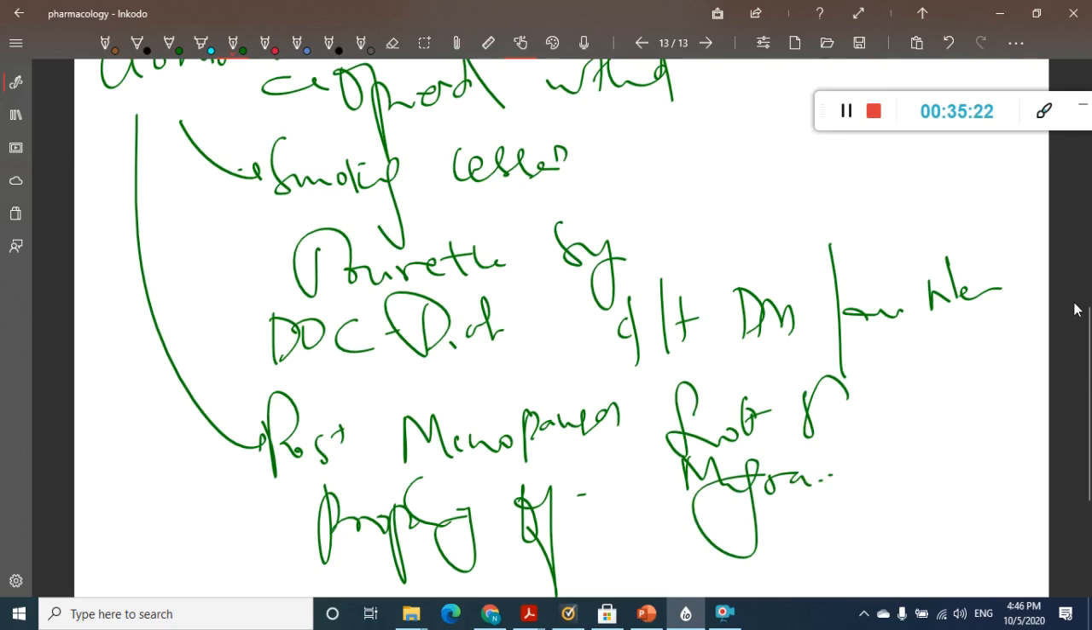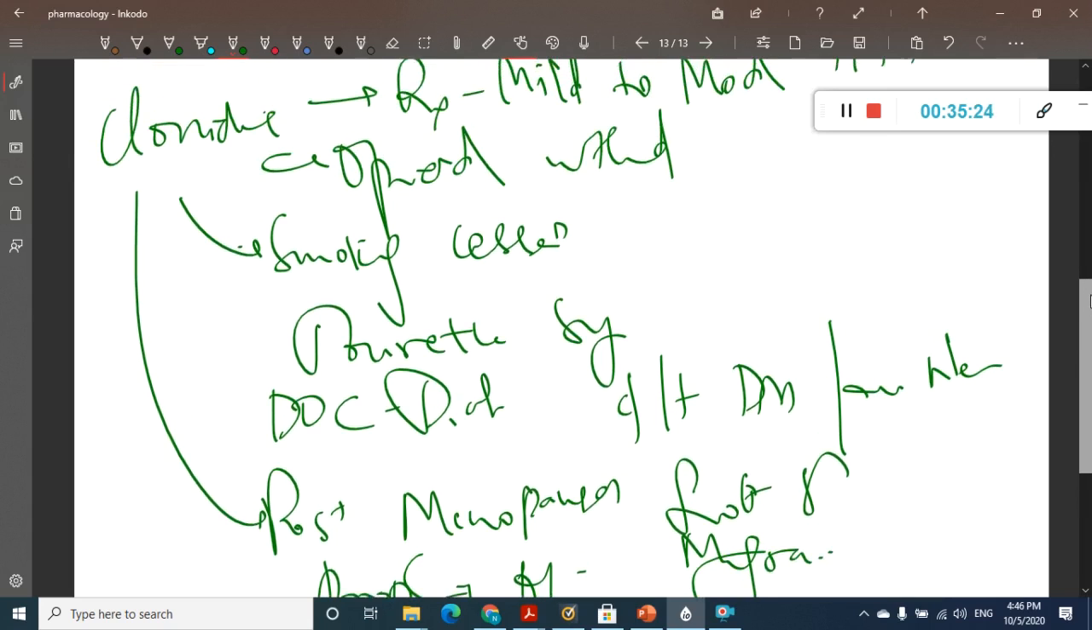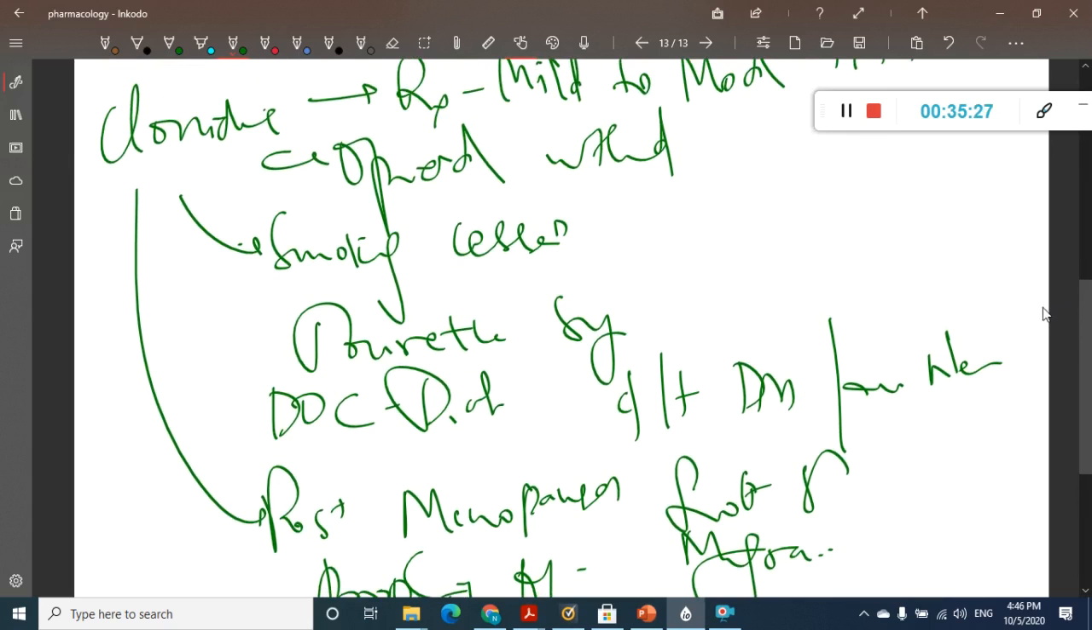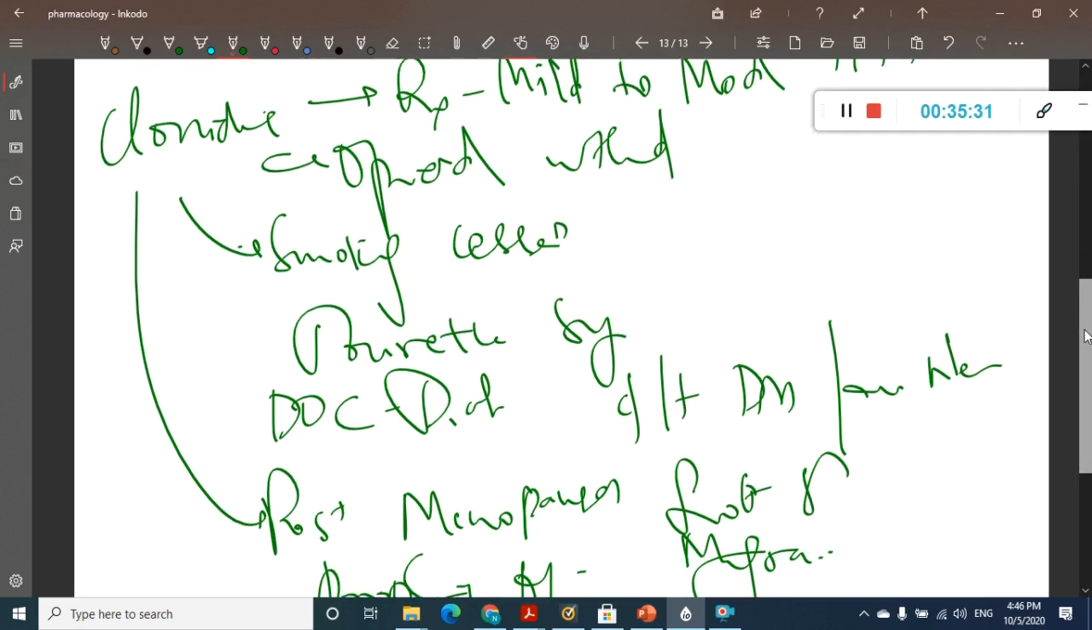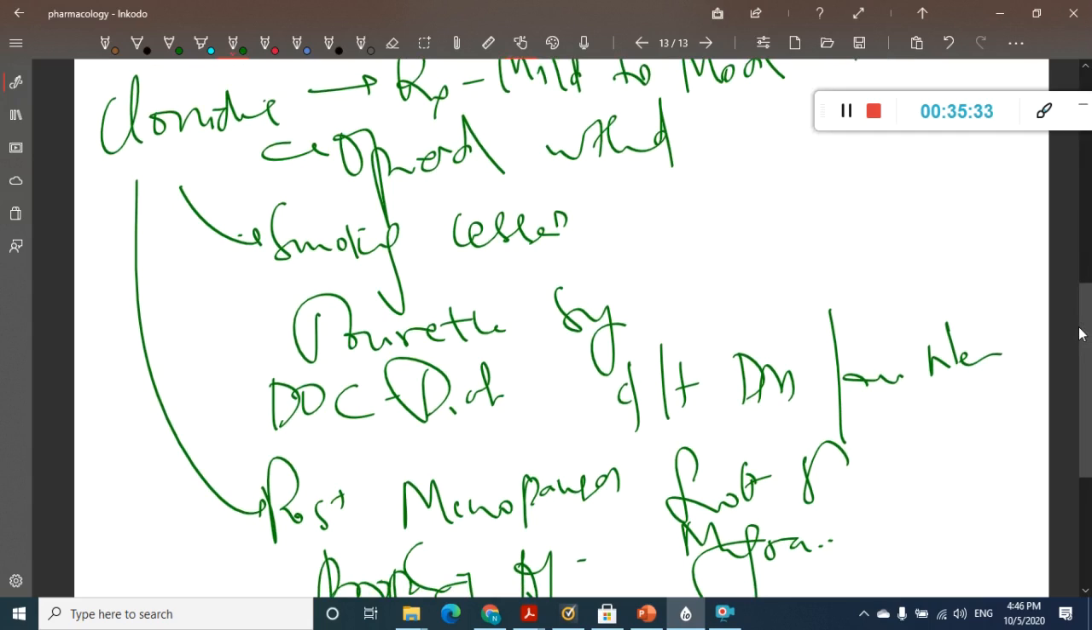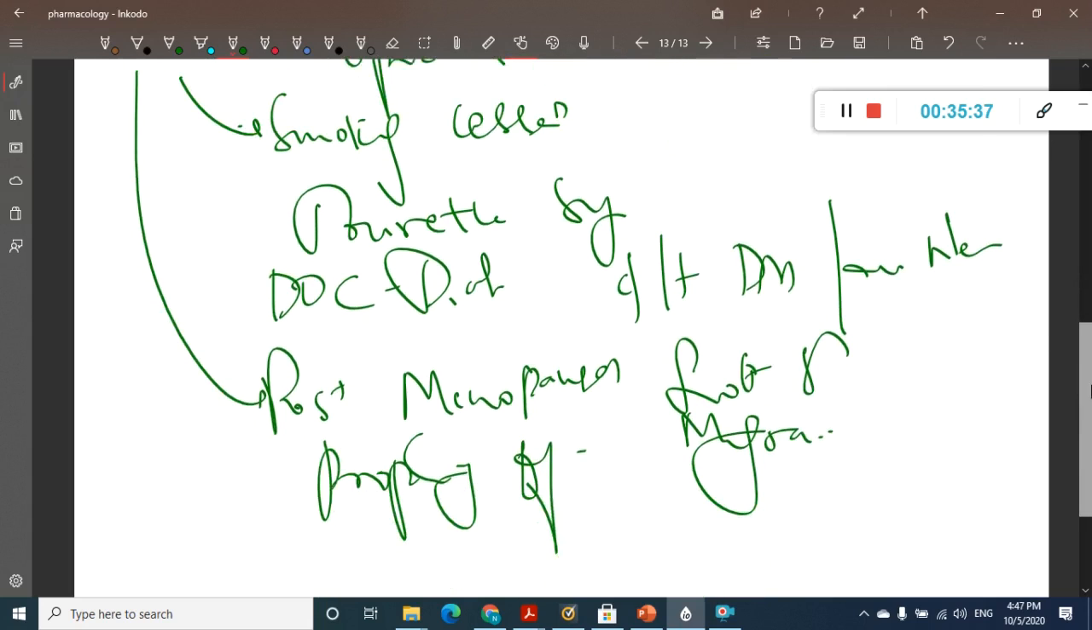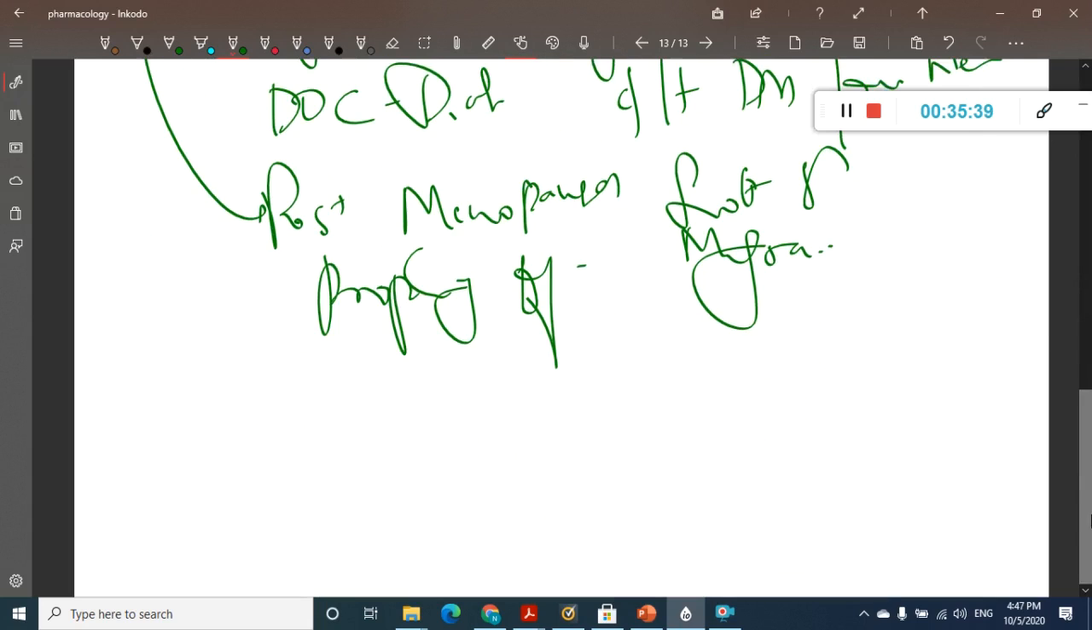So clonidine has the following uses. Where is it used? Clonidine is used in the treatment of mild to moderate hypertension, opioid withdrawal, smoking cessation, diarrhea due to diabetic or autonomic neuropathy, post-menopausal hot flushes, and prophylaxis of migraine. So what are the side effects of clonidine?